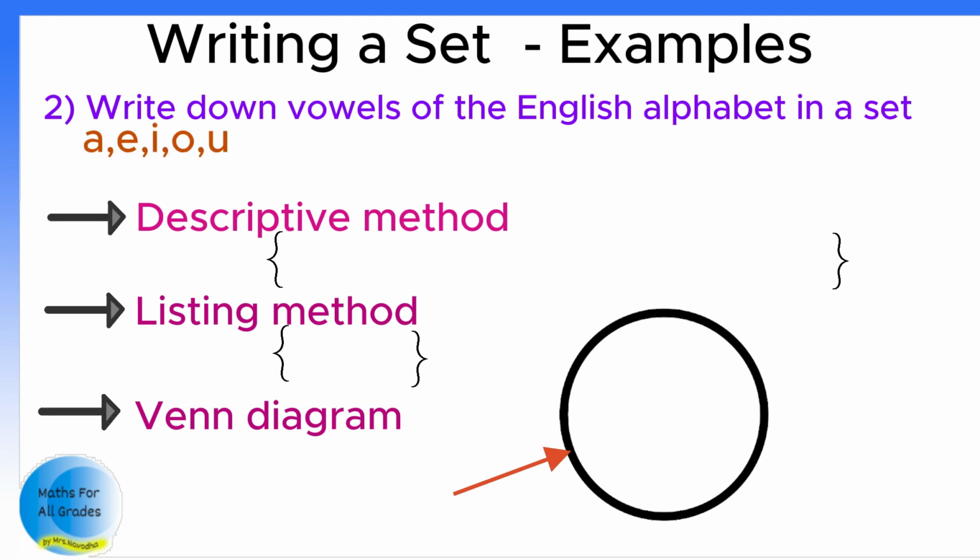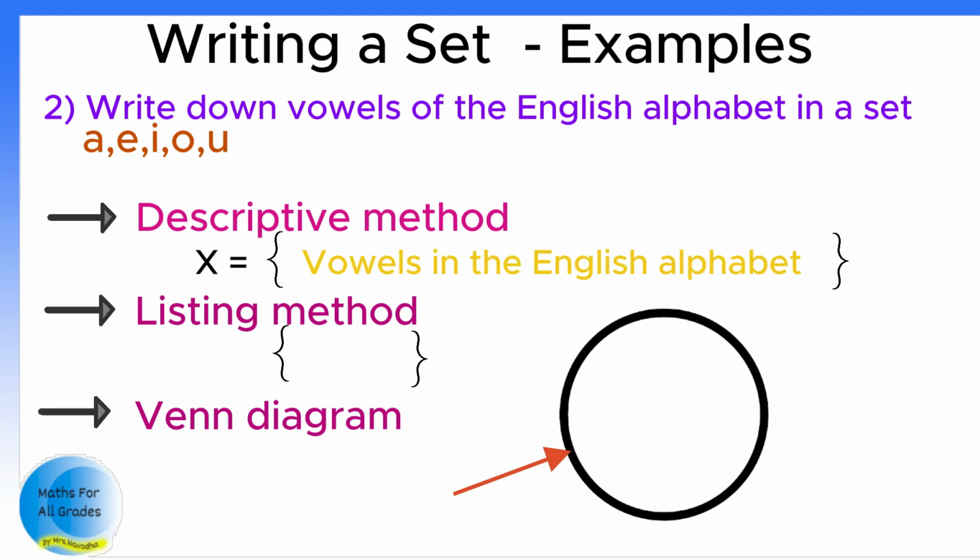How are we going to write this one in descriptive method? Yes, take any capital letter. I'll take X. X equals, open a curly bracket, then write down the statement of this set, vowels in the English alphabet. Then close the brackets. When you write it in listing method, you have to write down elements.